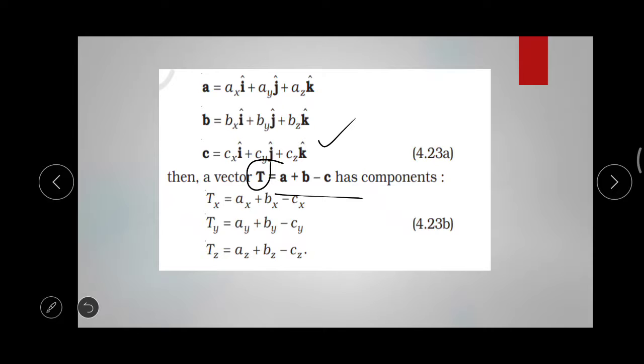suppose Tx, the resultant vector's magnitude in the x-axis, will be Ax plus Bx minus Cx, because the operation is like that: from the sum of A plus B you are subtracting C. So Ax plus Bx minus Cx, then the y component of the resultant vector will be Ay plus By minus Cy, because our operation is A plus B minus C. So by using this method you can do both subtraction and summation. Both operations can be done.